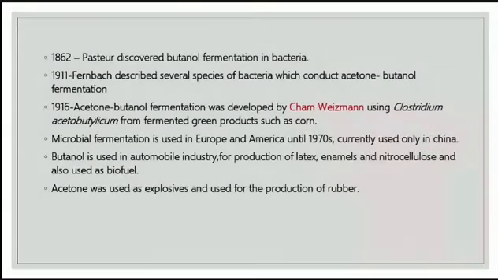industries. Butanol is used in the automobile industry and for the production of latex, enamels and nitrocellulose, and butanol is also used as biofuel. Acetone was used as an explosive and for the production of synthetic rubber. Acetone was used as an explosive mainly during the time of World War I.